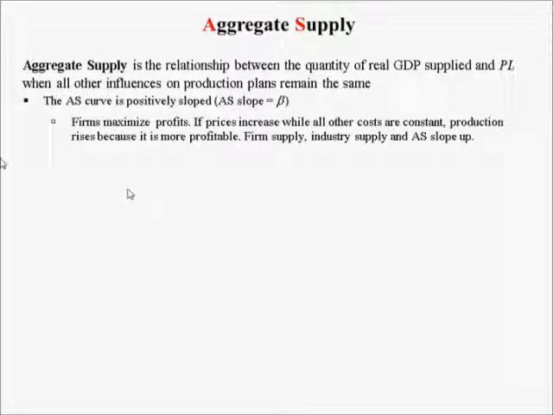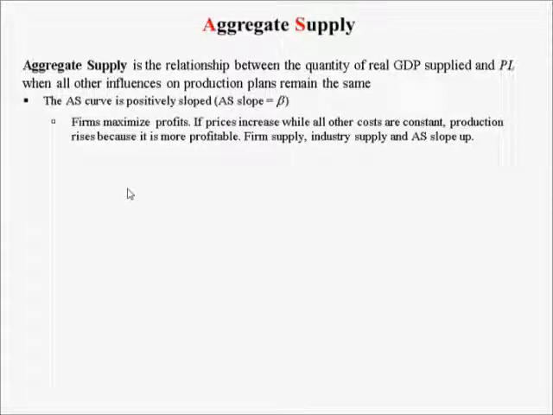So aggregate supply is a relationship between quantity of real GDP supplied and the price level when all other influences on production plans remain the same. The aggregate supply curve has a positive slope, so we're going to call the slope of aggregate supply beta.